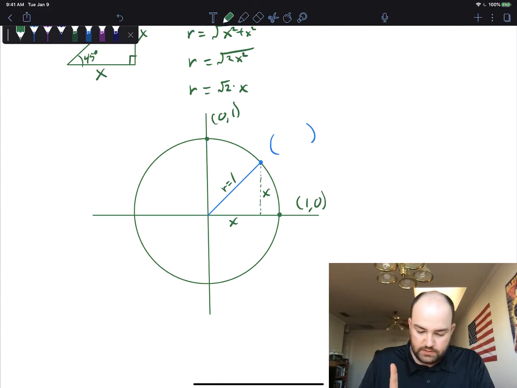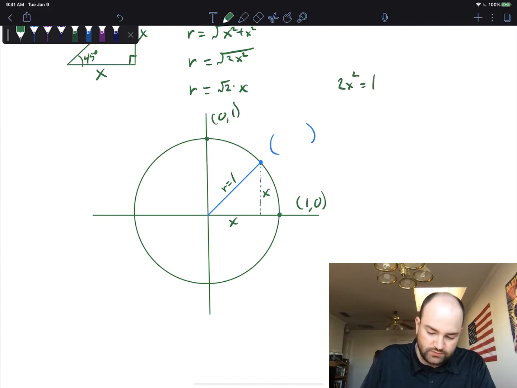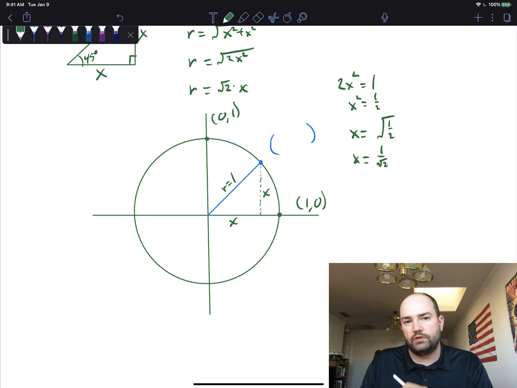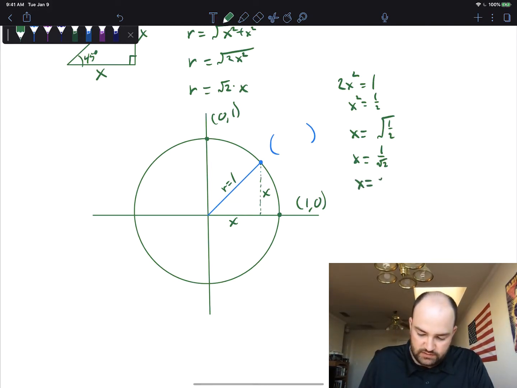Now, to do that, notice we could go through all of this again. Basically, 2x squared equals 1 is what we're going to get from that. Divide by 2, so x squared equals a half. So x equals, technically plus or minus, but we're going to ignore that, the square root of 1 over 2. So x equals 1 over the square root of 2. But we don't like writing it that way, so x would simply be square root of 2 over 2. And that's actually what we have here: this x coordinate and the y coordinate would be square root of 2 over 2.